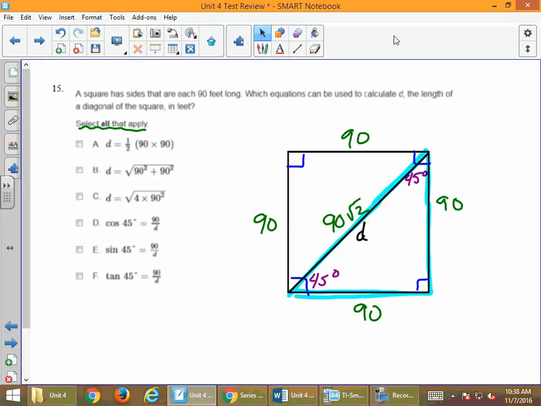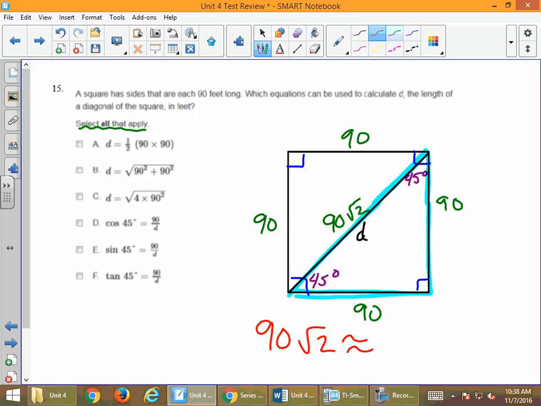Plug into your calculator: what is 90 radical 2 about? 127. Give me 3 more decimal points. 279. So it's somewhere around that, is what your calculator is telling you. What we can do is go through and plug all these values into our calculator, and whatever ones give us 127.279, those are going to be our answers.